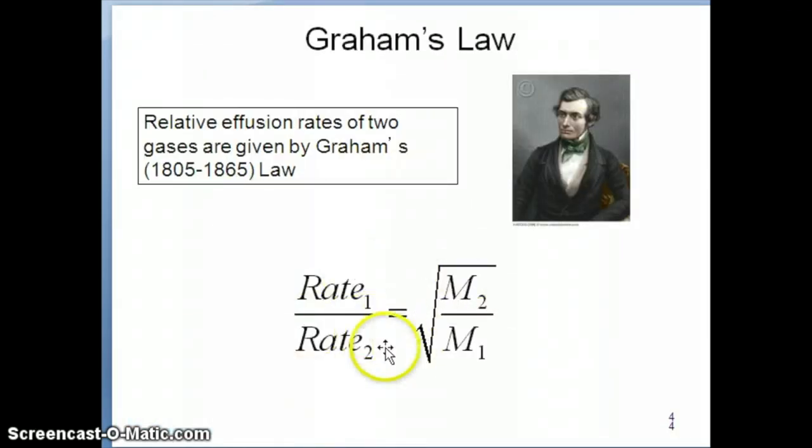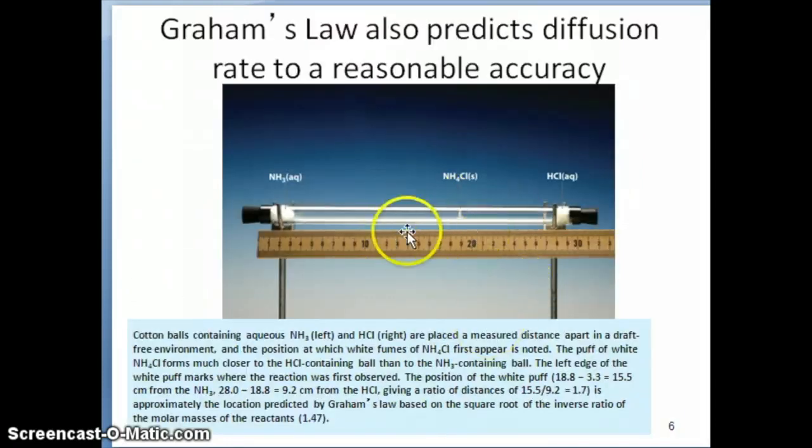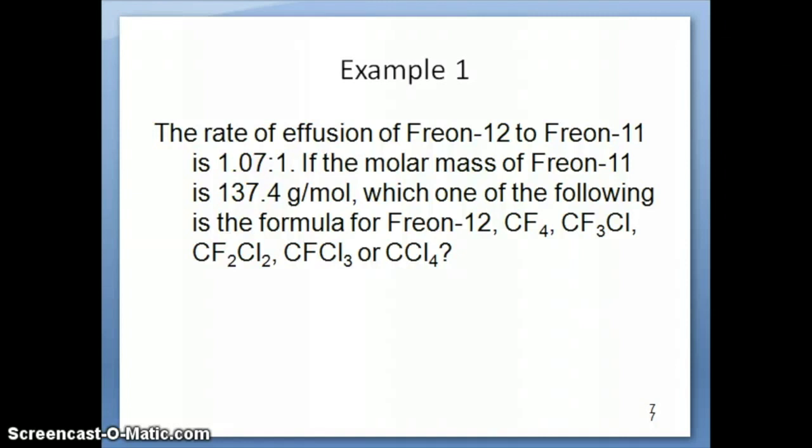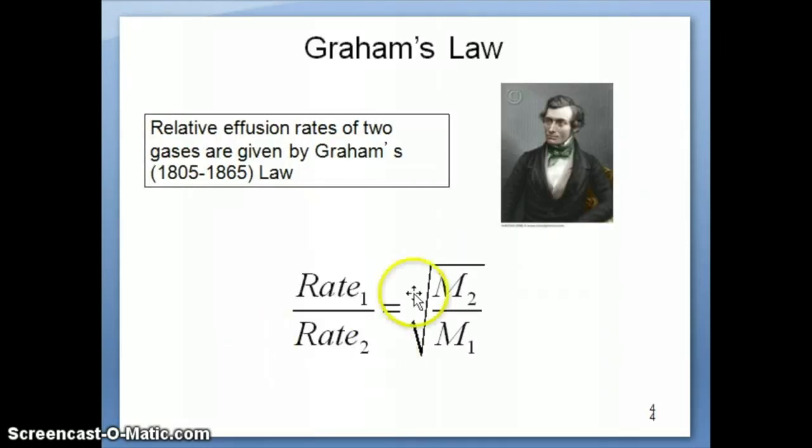In the Graham's law case, we're calculating effusion rate. In this case, we're doing a diffusion experiment. So that's the importance of Graham's law. It allows us to get an estimate of diffusion rates. In practical applications of this concept, we usually need to estimate diffusion rate for various types of gases. So I just want to work through an example of how to incorporate Graham's law, which is shown here.